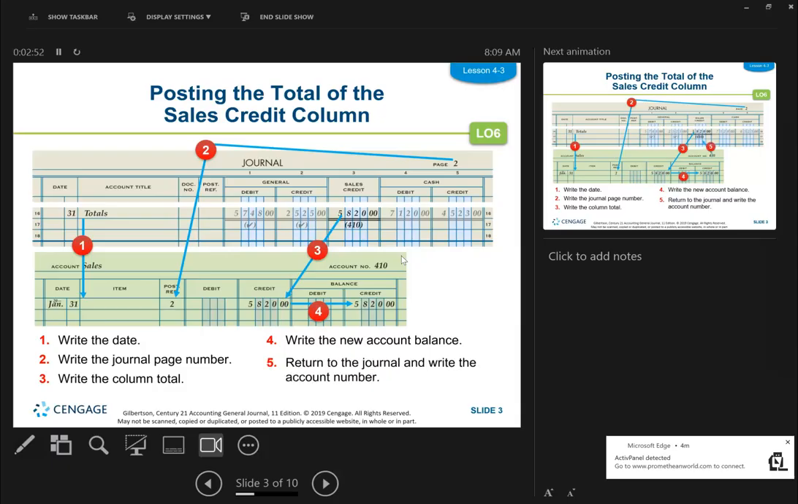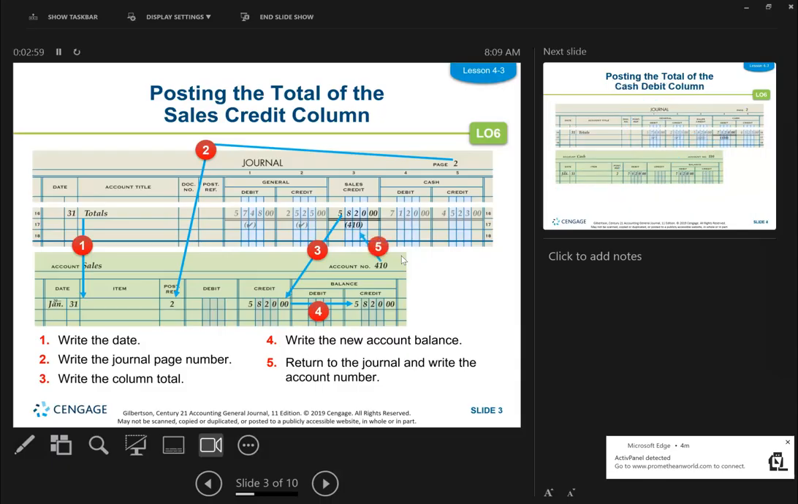And then we return to the journal and record the account number. So that's the 410, stating what account inside of my ledger that number got recorded to. So again, it's like completing the circle, right? We start in the journal, transfer that information to the ledger, and we finish off by taking where we put it in the ledger and writing that back in the journal. So we have a full circle of information there. Is everybody okay there?